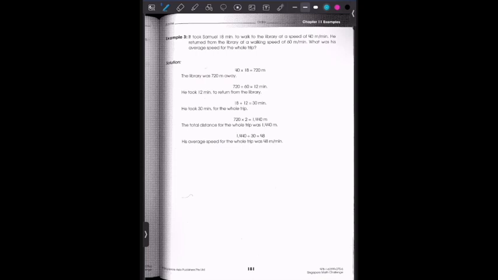So, since he was walking to the library at a speed of 40 meters per minute, and he did that for 18 minutes, that would be 40 times 18, which is 720 meters. Then he returned from the library at a walking speed of 60 meters per minute.